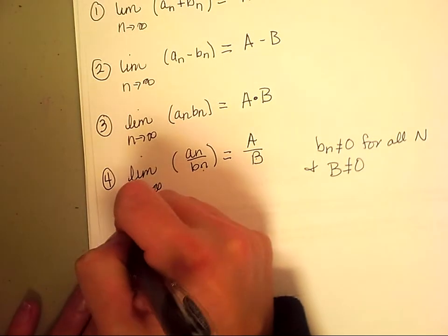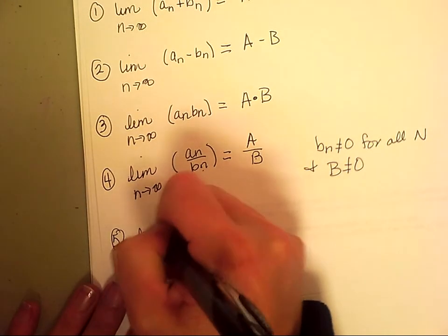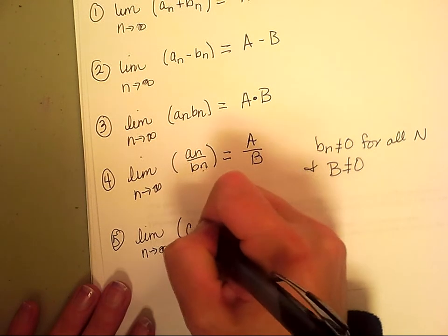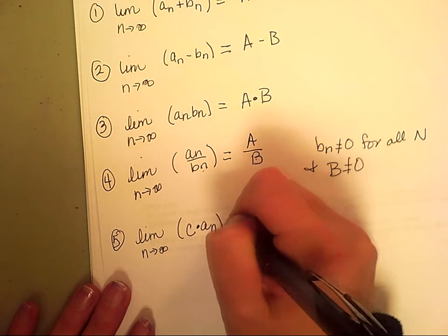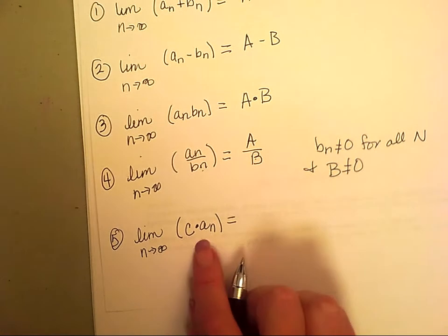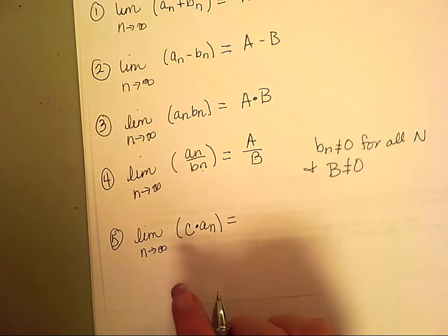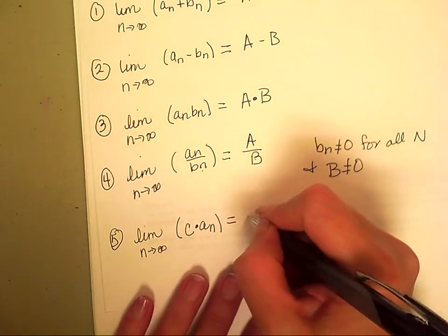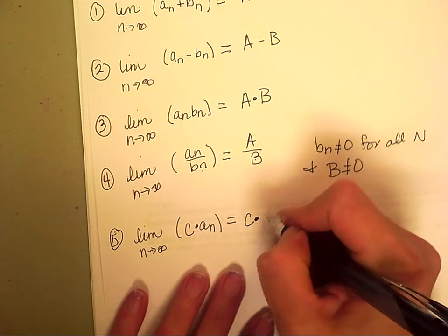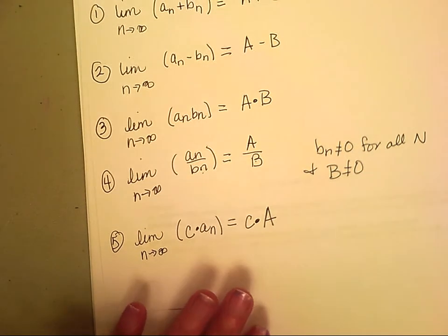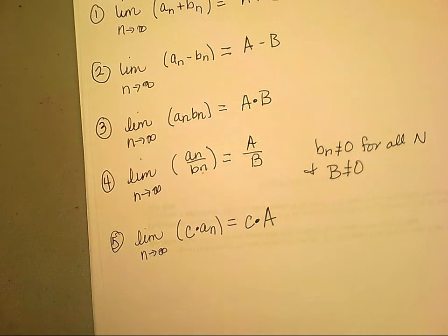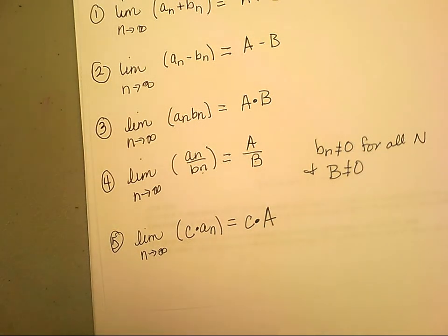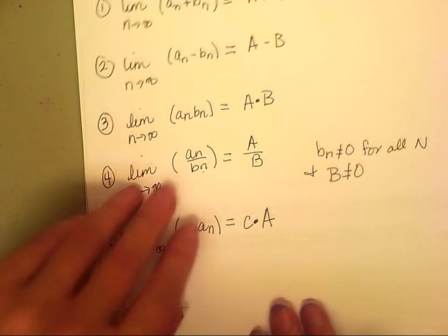And there's also one about a constant. Let's say I wanted to take the limit as n goes to infinity of a constant times a sub n. I'm just multiplying each individual term of a sub n by this constant c. I don't have to refigure it out, but for the limit, it'll just be the constant times the limit of the sequence. Okay, so these are five that we'll need to know.